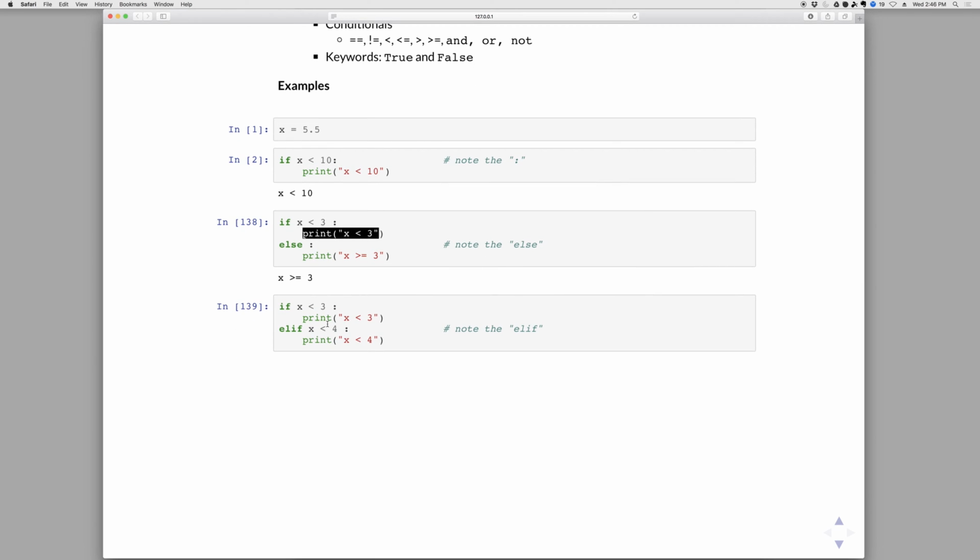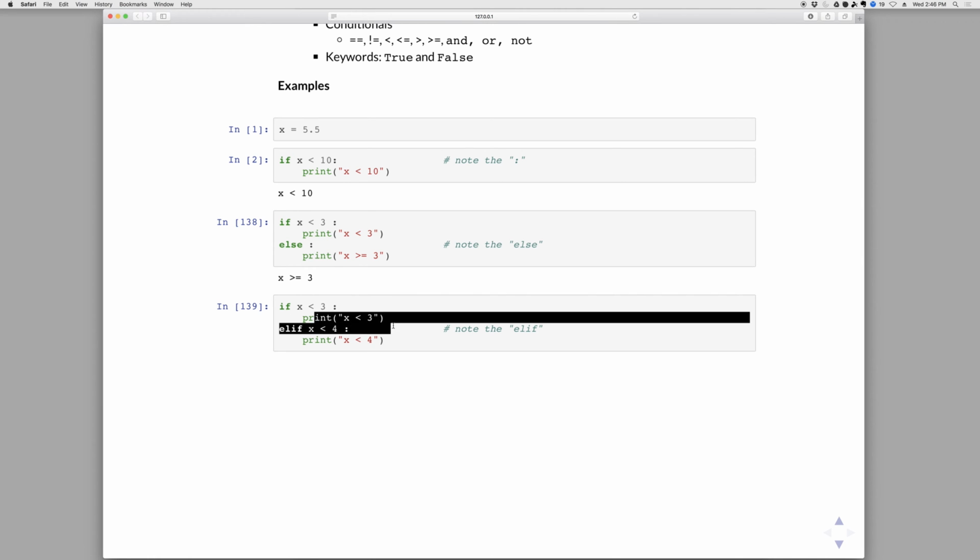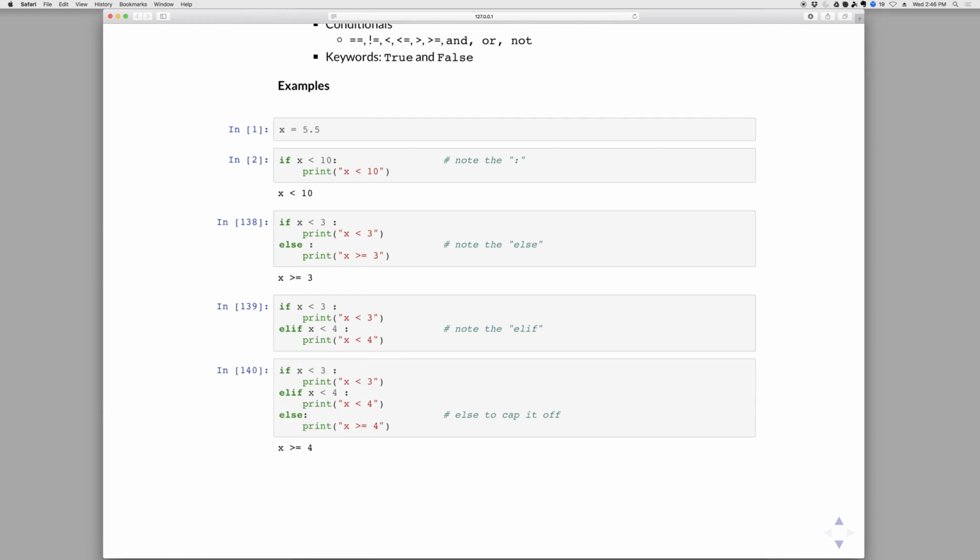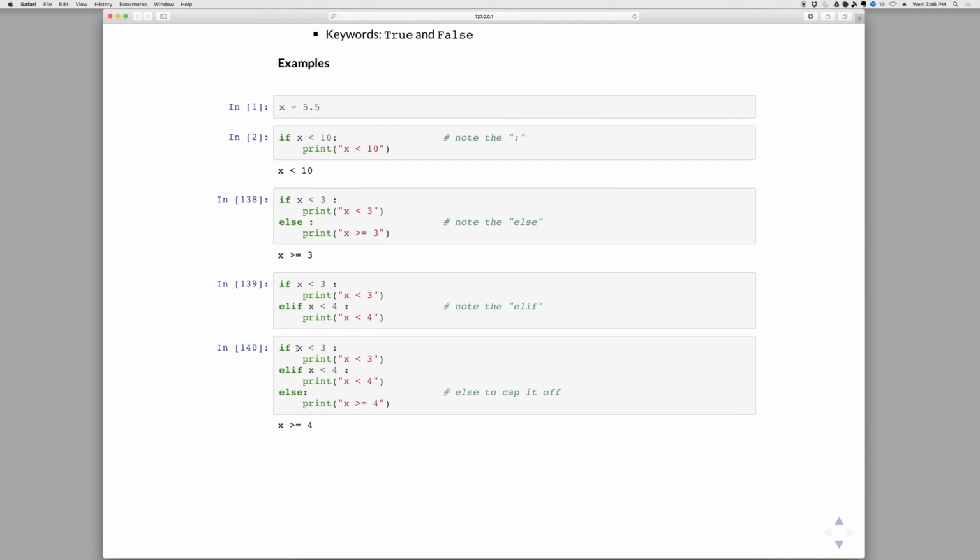There's another keyword for else if. So if this happens, otherwise if this happens, and that keyword is elif. So we don't use else if, we use elif, E-L-I-F. So in this case we have if x is less than 3, then do this. Else if x is less than 4, then evaluate the second statement. And we can combine all those together. So if x is less than 3, then do this print statement. Else if it's less than 4, do this. Otherwise, every other case, print the final value. So in this case, only one of these would be hit, depending on which one is true.